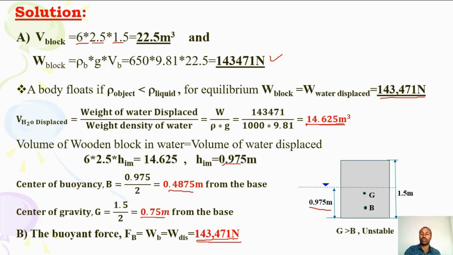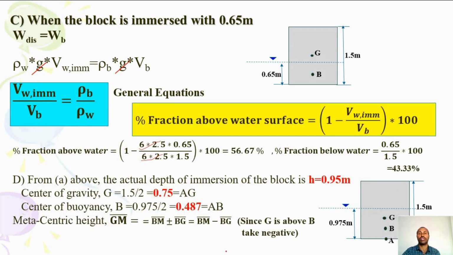So once we find the buoyant force, then we can go to when the block is immersed with 0.65 fraction can be computed. So weight of the displaced fluid is equal to the weight of the block. So rho g V of immersed water is equal to rho_B, which is the density of the block, times g times V. So cancel g on both sides, and you get this equation. This is the general equation for any flotation. So the volume of water displaced or immersed, divided by the total volume of the block, is equal to the density of the block divided by the density of water.